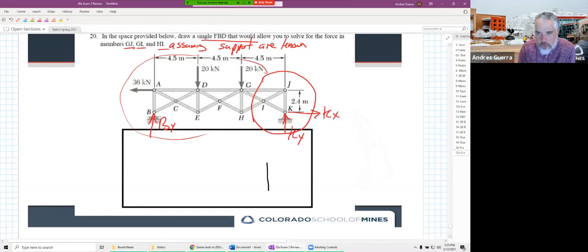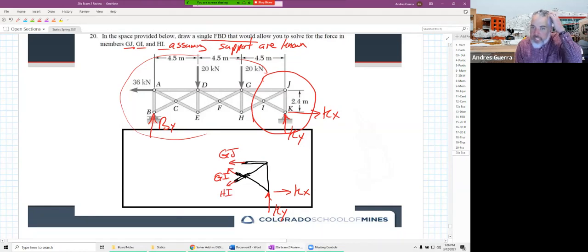Let me draw the pieces that were not cut. So none of those were cut right there. Now we did cut through that one right there. And we did cut through that one. And we also cut through that one right there. We would have an known KY, unknown KX. We would have our GJ right there. We would have GI right there. And we would have HI right there.